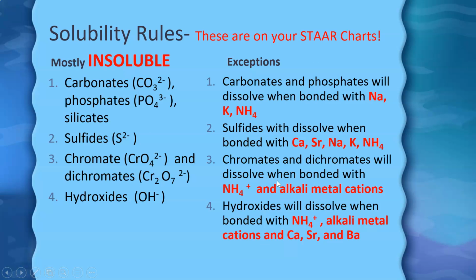Things which are mostly insoluble, and of course these are the same rules that are on your star chart: carbonates, phosphates, silicates, sulfides, chromates, dichromates, hydroxides, generally have the same set of exceptions. Of course, sodium, potassium, ammonium, several other ones will dissolve, with some of the calcium, strontium, and barium, but always you can bet on ammonium and the alkali metals being soluble. So I'm not spending a lot of time on these because these are on your star chart. Of course, you can use them if you need them.